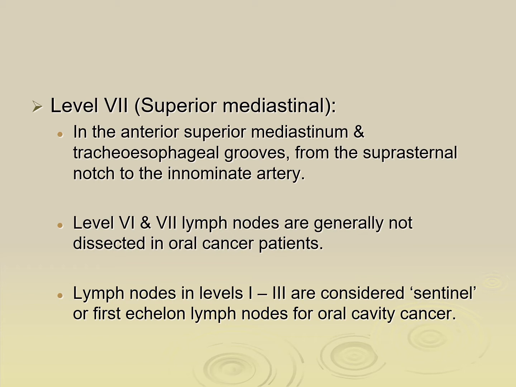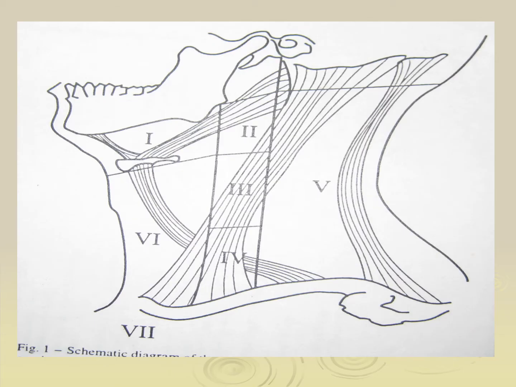Level 1 to 3 lymph nodes are called the sentinel lymph nodes, or first echelon lymph nodes, of oral cancer. So mostly, in the oral cavity in the first stage of cancer, the level 1 to 3 nodes are affected. This is a diagram showing the levels of the lymph nodes, with the anterior belly and posterior belly of the triangle.